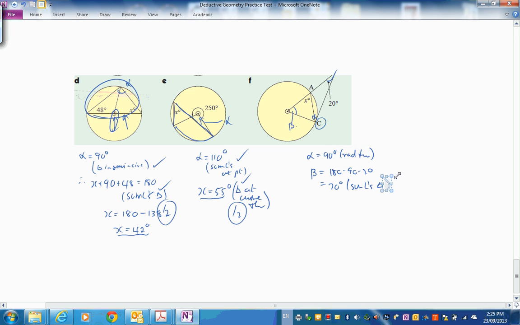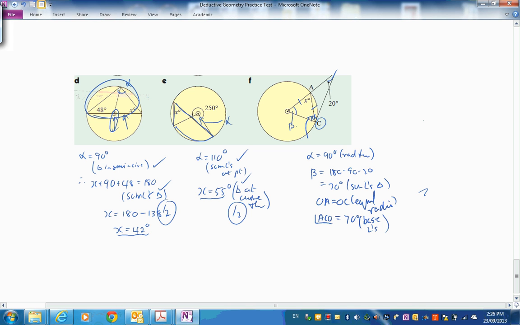Beta in there is 70, and then we can say, okay, let's keep going with it. Let's get rid of that now. Okay, so we've got that 70 for our beta. What do we notice? OA equals OC, equal radii. Okay, so those two are equal. Therefore, this angle in here, angle ACO, equals beta as well, 70 degrees, base angles of an isosceles triangle.